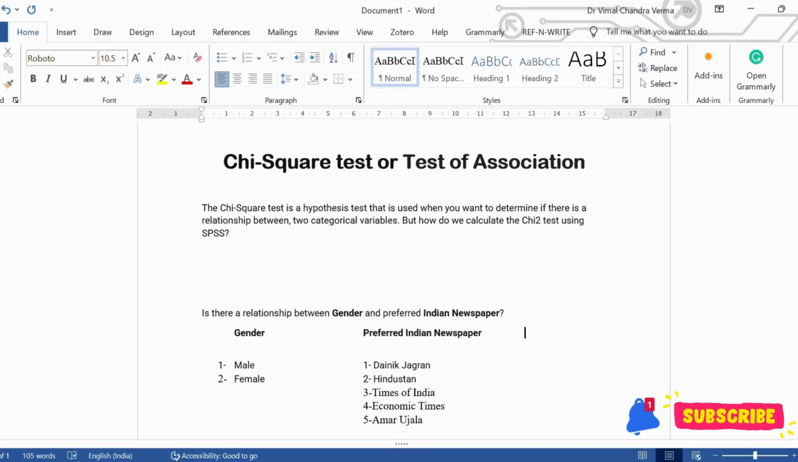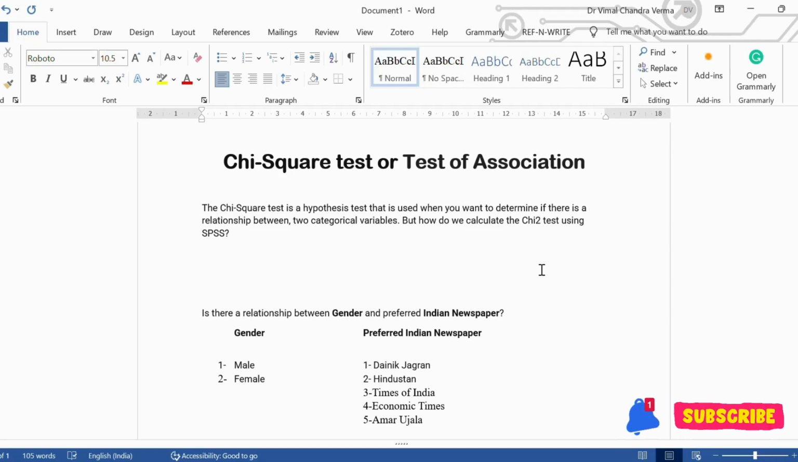Hello dear viewers, today we shall be talking about the chi-square test, or test of association. It is also called the test of association because it tells the association between two categorical variables. So what is it? The chi-square test is a hypothesis test that is used when you want to determine if there is a relationship between two categorical variables.